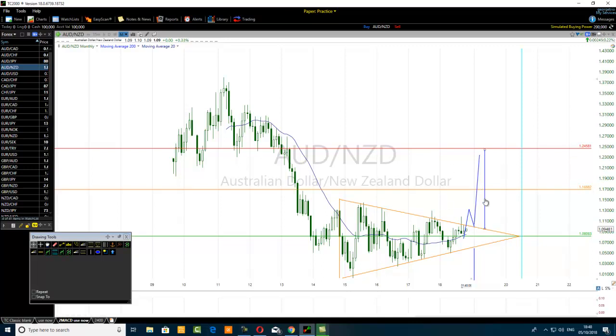Measuring the height of the triangle and projecting it at the breakout point, like this. Somebody puts it like this. What's the difference? No big difference. I put mine here, conservative. Midpoint target, 11688. Ultimate target, 12458.